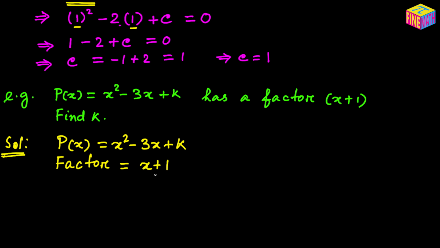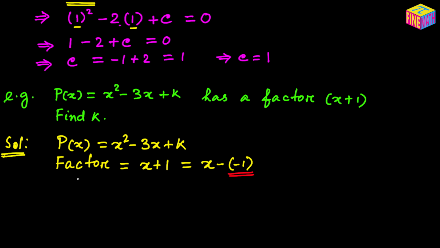Well, we need to somehow write this in the form of x minus c. So if I have to write x plus 1 in the form of x minus something, I can say x minus negative 1. So negative of a negative 1 becomes positive 1. So x plus 1 is essentially equal to x minus negative 1. Now this negative 1 can work as the c as in the theorem, right?